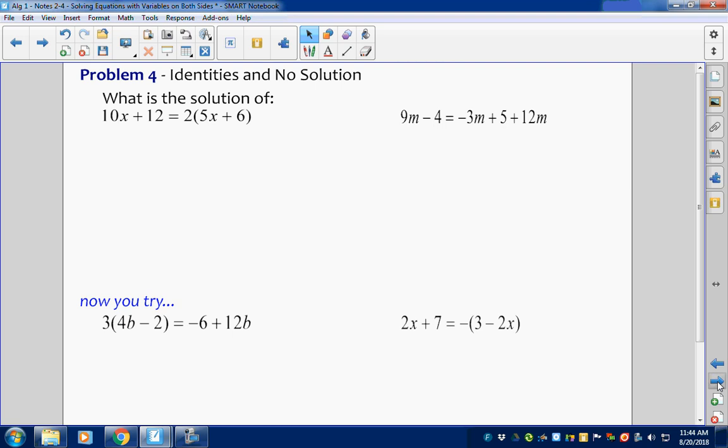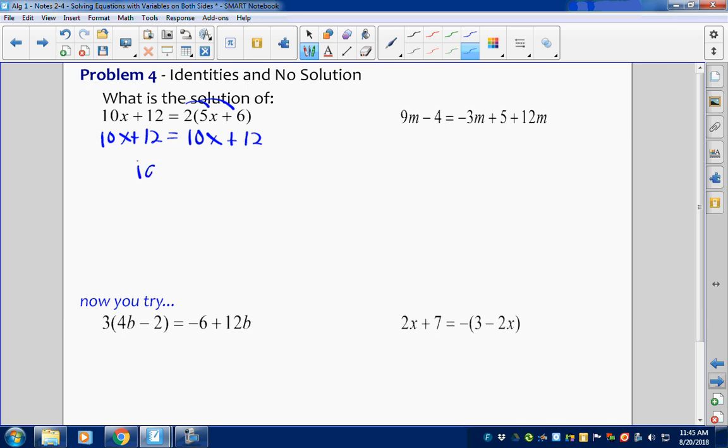All right, identities and no solutions. You don't always have a solution to an equation. Let me give you an example of that. Here we would get rid of parentheses first by distributing. So I have 10x plus 12 on the left. Can't do anything with that. But then after I distribute, I notice I have 10x plus 12 on the other side. So we got our mirror image happening here, right? The left side and the right side are exactly equal. When that happens, it's called an identity. So you could write down the word identity.